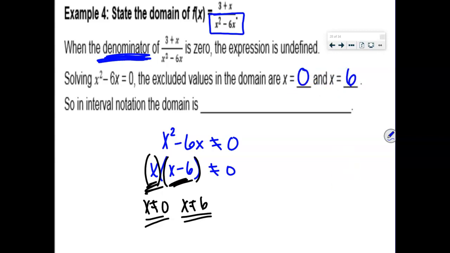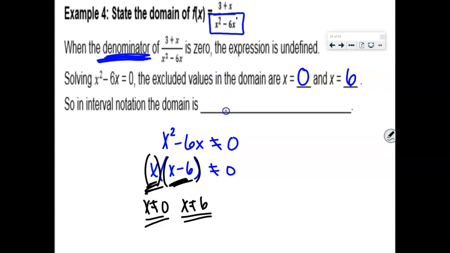All right, here's the challenge for you today. How do you write a domain interval that says every single real number on the planet is good except for 0 and except for 6? All real numbers besides 0. If you knew how to write set notation, you could do that. Do you remember that set notation from yesterday? It's not fun.